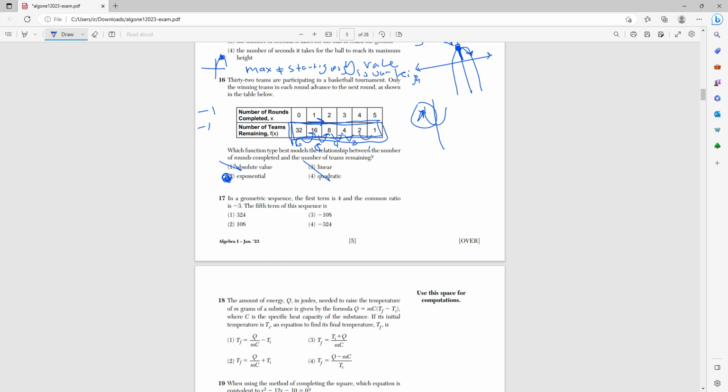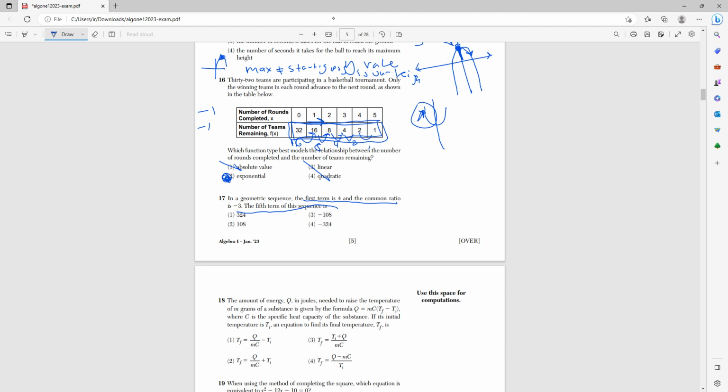17, it says that in a geometric sequence, the first term is 4 and the common ratio is -3. The fifth term in the sequence has to be 1, right? So the way to do this, I believe, would be to go into mode on your calculator and then set the graph to sequential, right?